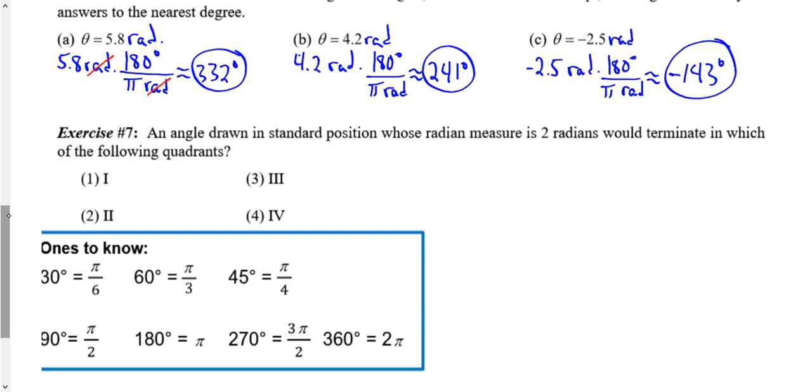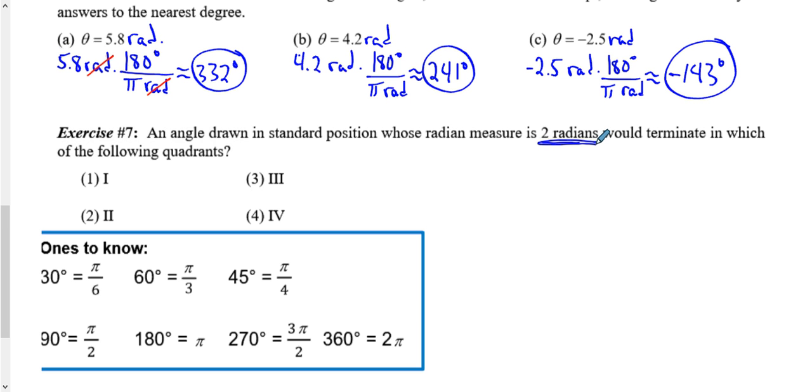Let's go on to 7. Angle drawn in standard position, like we've been drawing them, right? Whose radian measure is 2 radians. Let's think about that. There's no pi in there, right? But remember, 180 degrees is how many radians, guys? 180 is just pi radians. Now, pi is what? 3.14 roughly? Can you agree?